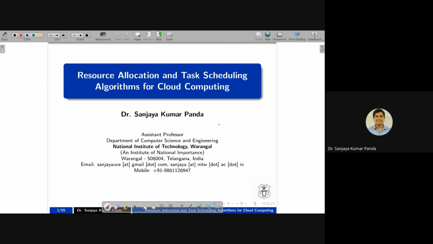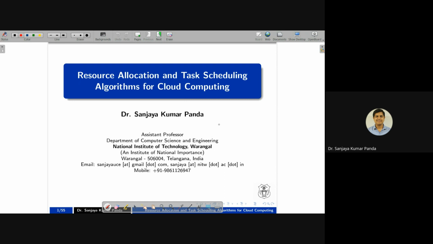So today we have again two sessions. In the first session, we will discuss resource allocation and task scheduling algorithms in cloud computing. And in the next session, Professor Chandrasekhar from NIT Raipur will discuss effective fog and edge computing based intelligent healthcare system using machine learning. So this is the agenda for today's 4-hour session. So let us start the first session.